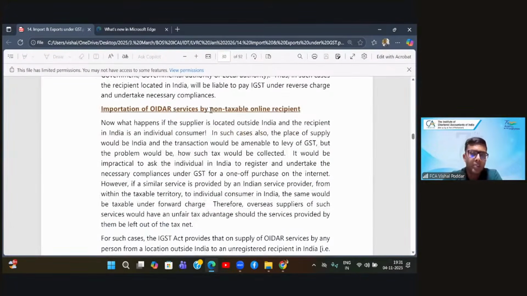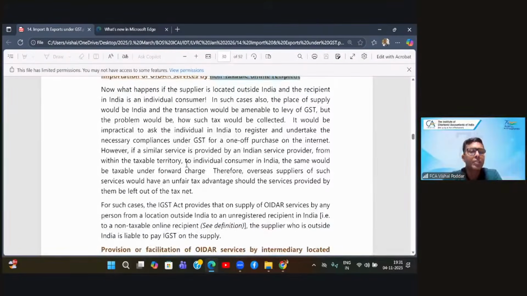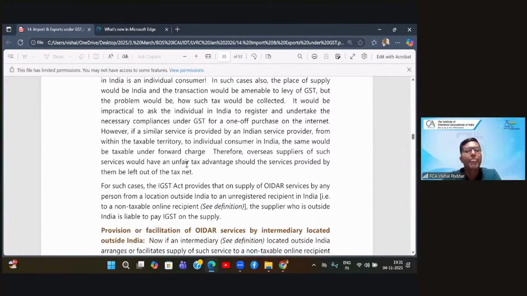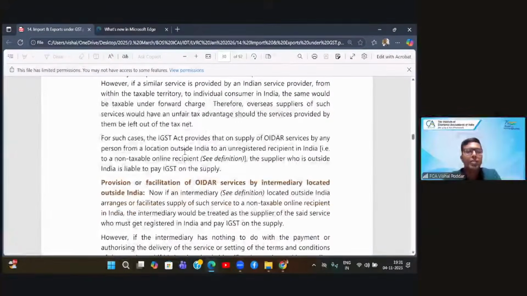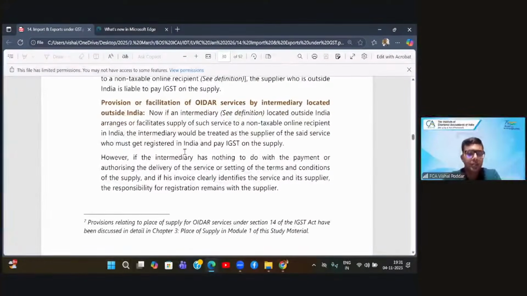However, if the recipient is a non-taxable online recipient, like common citizens like you and me, in such cases, the supplier is liable to get registered and the supplier is liable to pay. That is what we discussed.